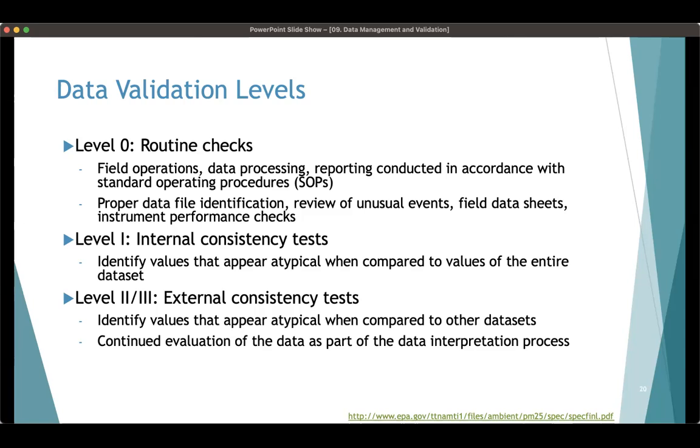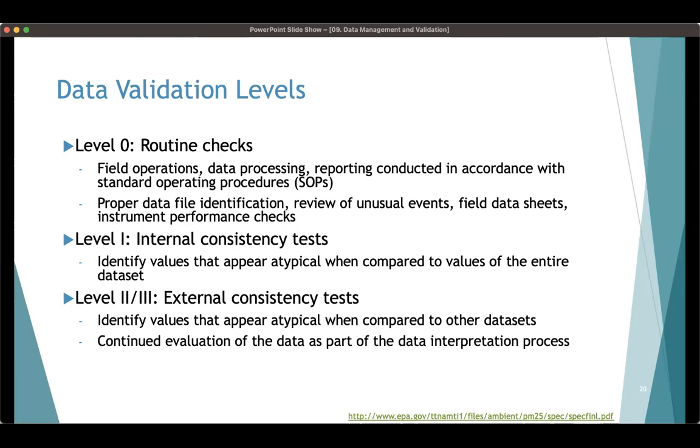Then we'll be moving to level 1, which is the internal consistency test. Under this internal consistency test, we have to identify the values that appear atypical when compared to the values of the entire data set. Sometimes we have to compare with the entire data set.